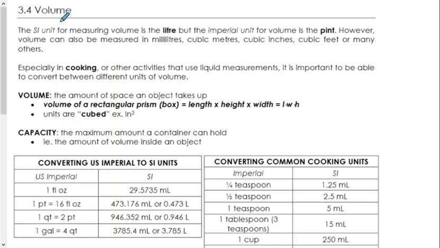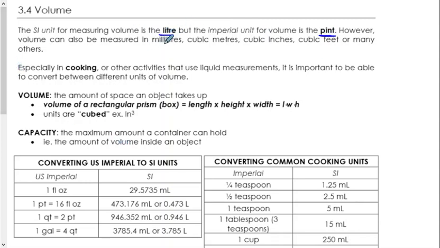Hey guys, we're going to finish up our unit with this last section on 3.4 volume. So starting off, our SI and imperial units for volume. The SI unit for volume is the liter. So that will be very familiar. And the imperial unit for volume, main unit, is the pint.